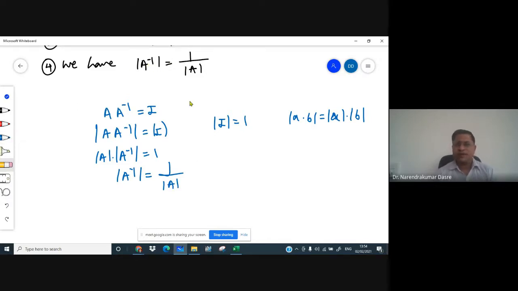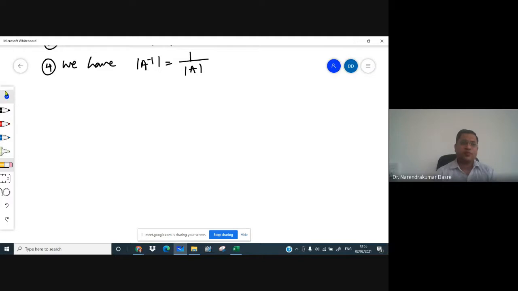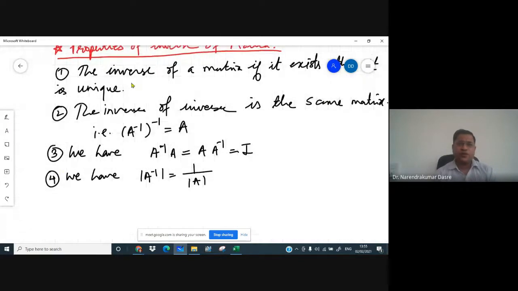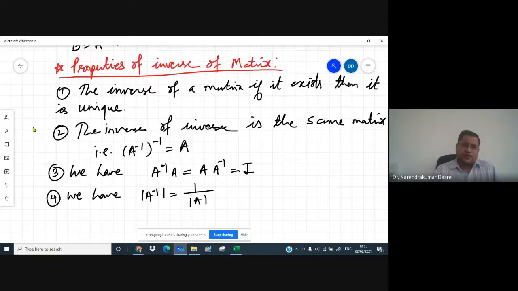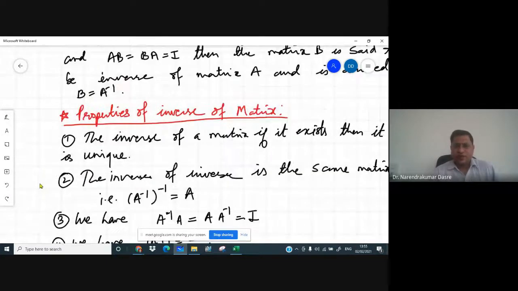Okay, so using simple calculations and logic, you will be able to prove these properties. So one thing we need to understand is the inverse is going to be unique. We can calculate the inverse of inverse is the same matrix, and we know that the product of the matrices commute if one matrix is the inverse of the other matrix, and hence the product becomes identity. Moreover, if I know the determinant of A, then I am able to calculate the determinant of A inverse directly. Okay, so these are some of the basic properties of the inverse of a matrix.